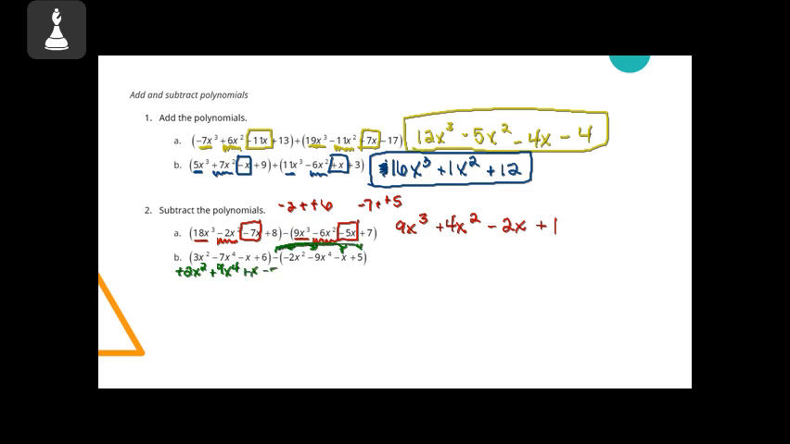So 3 plus 2, 5x squared. Negative 7 plus 9, 2x to the fourth. Negative x plus x, those are going to cancel each other out. And then 6 minus 5 is 1. And technically, the correct way to order this would be 2x to the fourth plus 5x squared plus 1. Highest power down to no power.